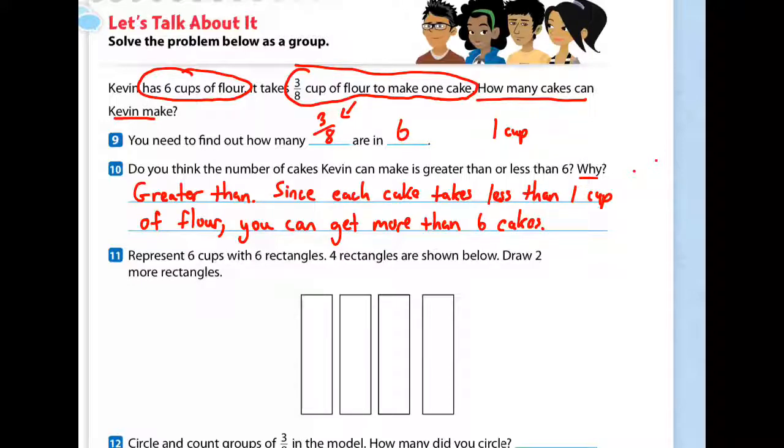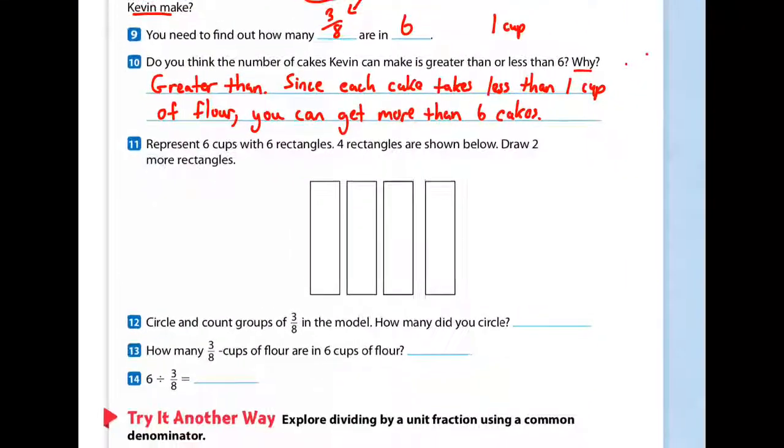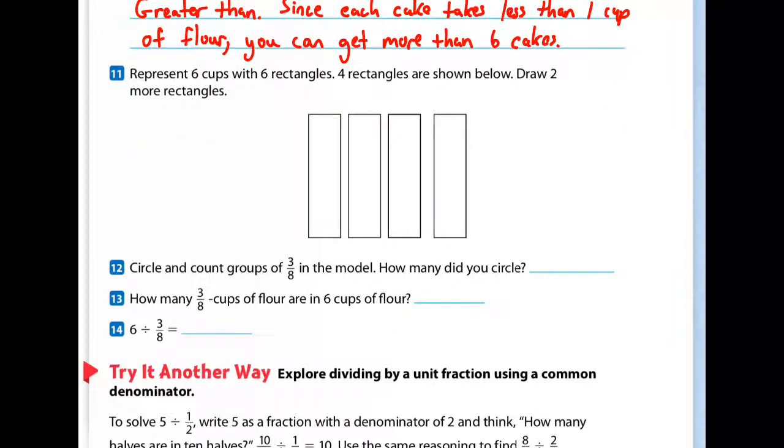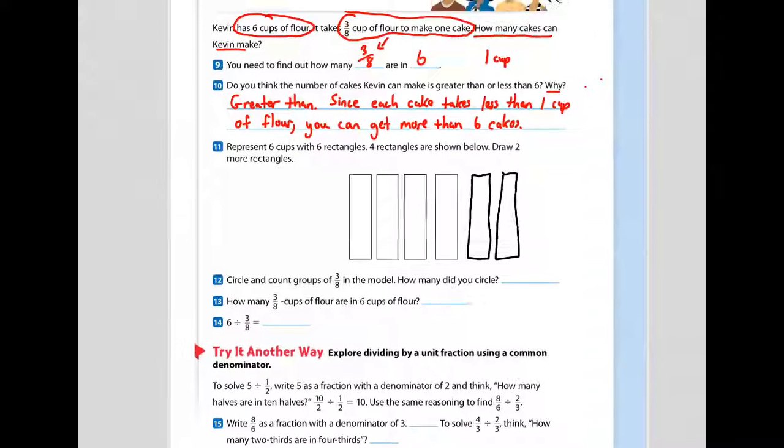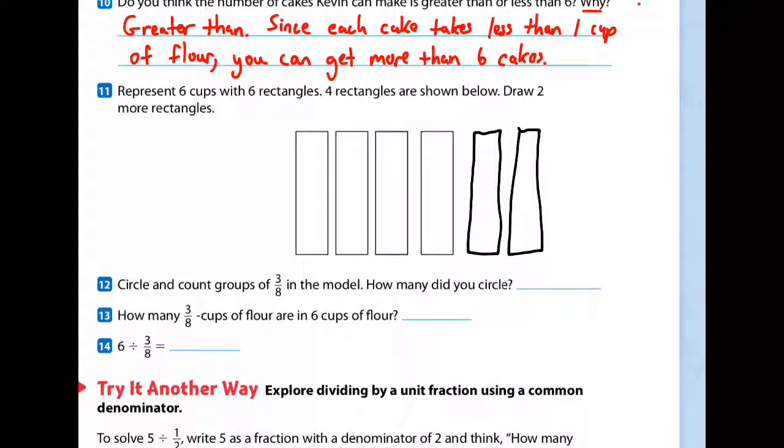All right, now, in 11, we're going to get you started here. We'll do some of this together. 11 says, represent 6 cups with 6 rectangles. 4 rectangles are shown below. Draw 2 more rectangles. So let's take a second to draw 2 more rectangles. And you could pause if I start going ahead of you. So each one of these rectangles are the 6 cups of flour that, what was his name, Kevin? That Kevin has.